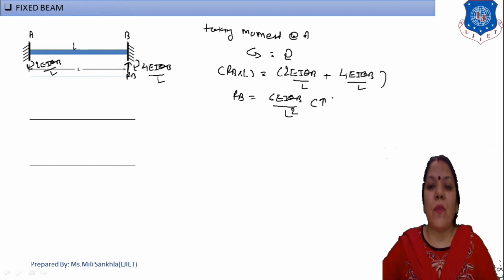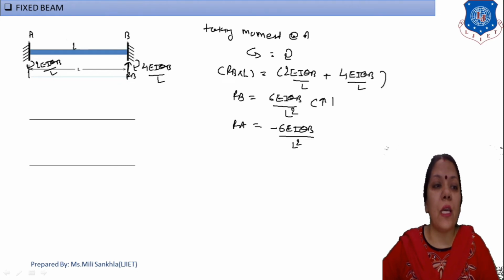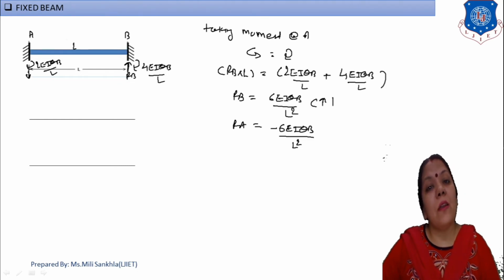This is upward. So the second support reaction RA is downward, because here no vertical load is given. One support is up, the second support is down. Mention here that RA is in the downward direction and RB is in the upward direction.